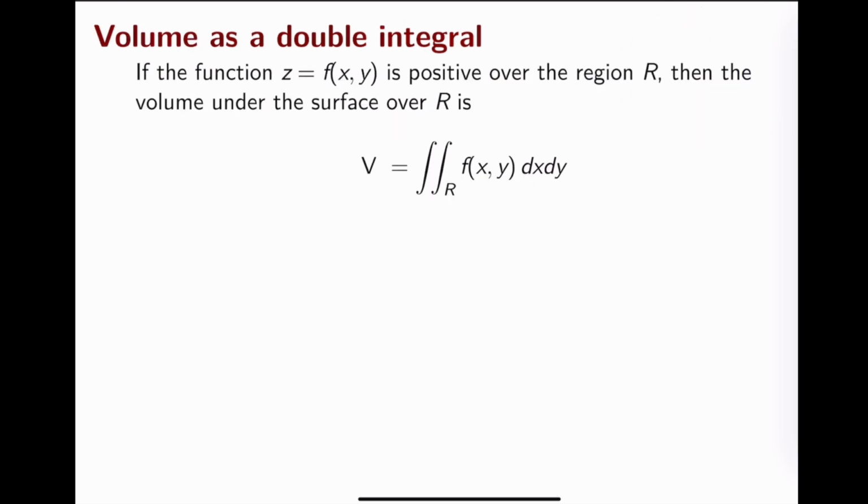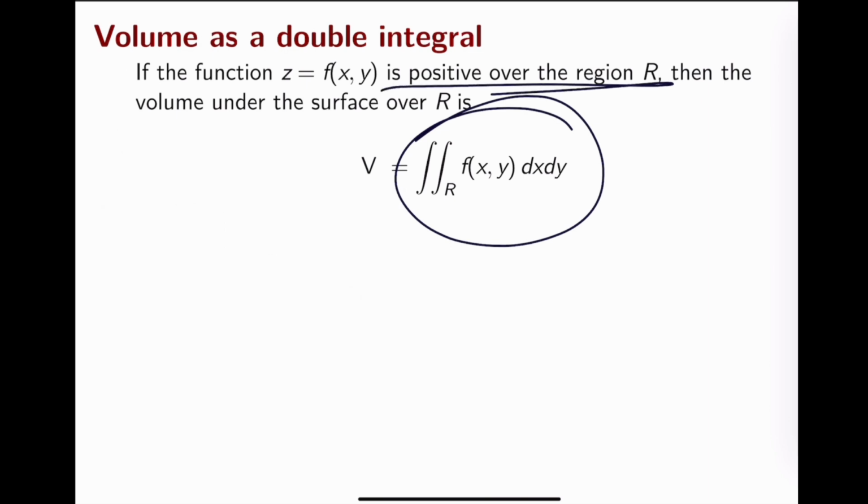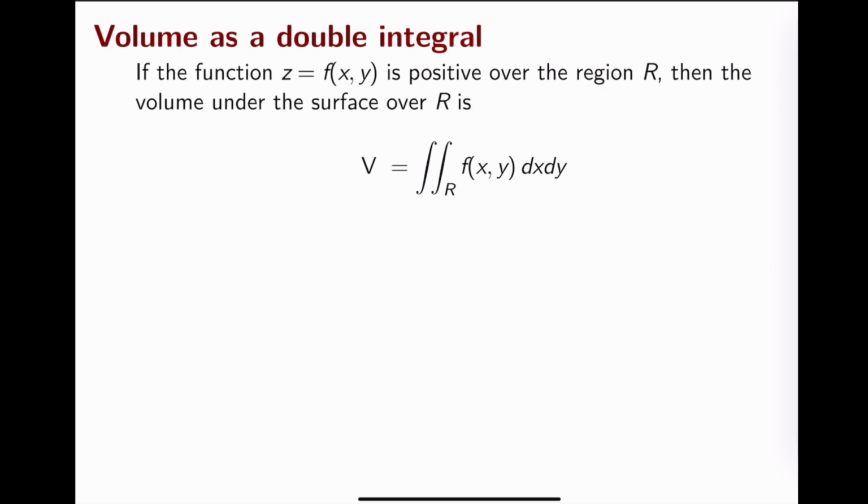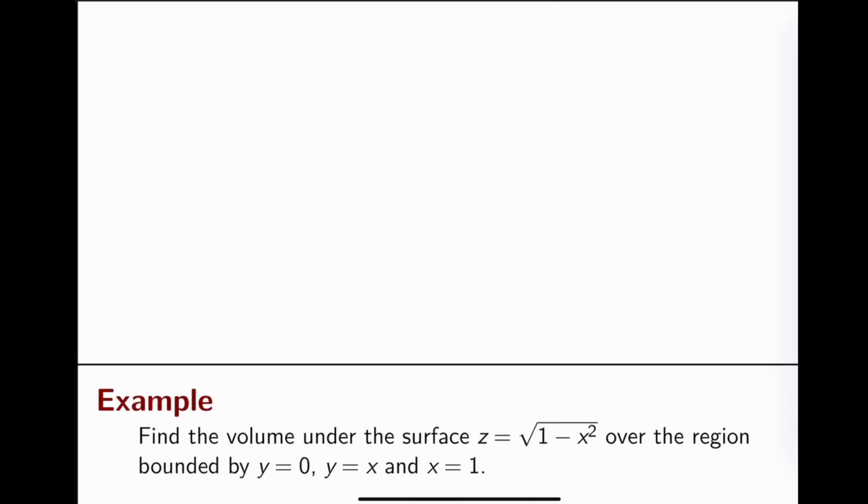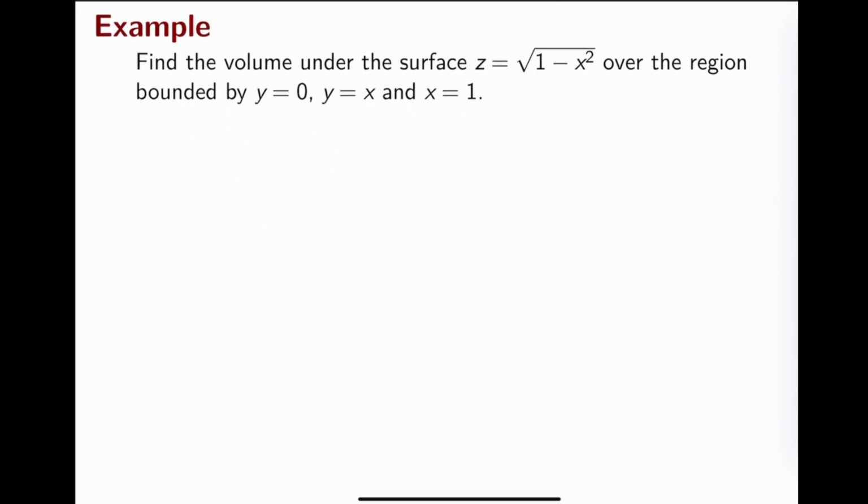In general, we can say that the double integral of a function over a region, if the function is positive in the region, will coincide with the volume under the surface over the region R. For example, let's find the volume under this surface over the region bounded by these curves here.